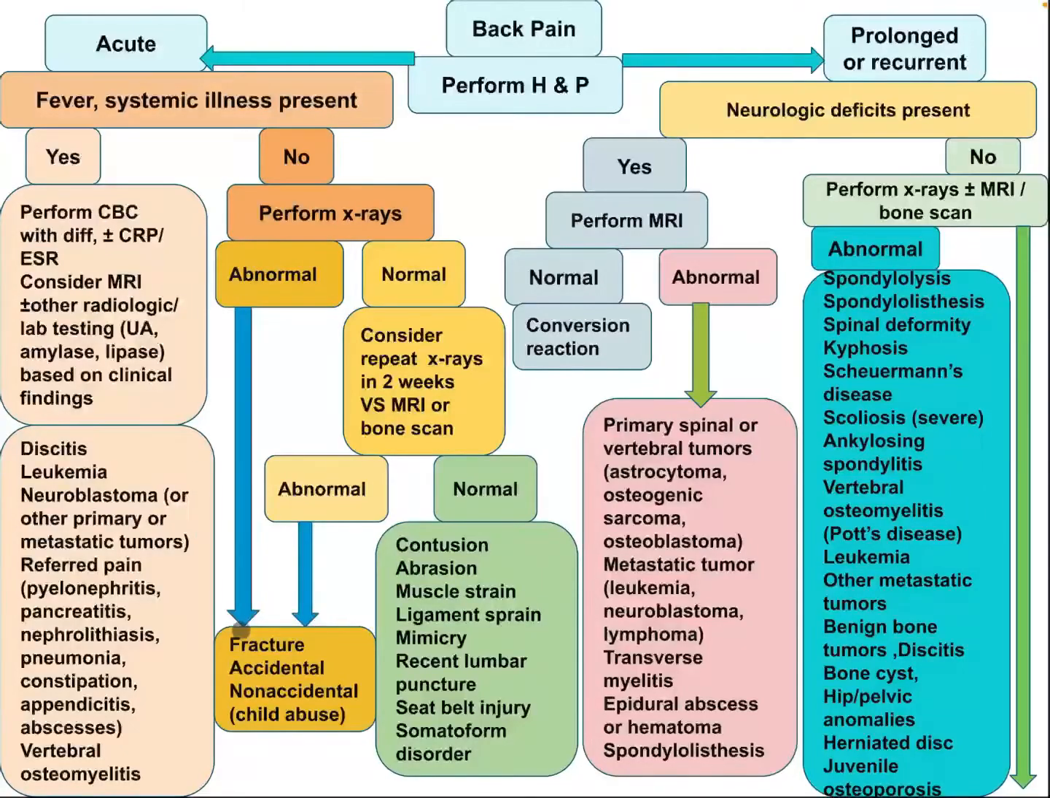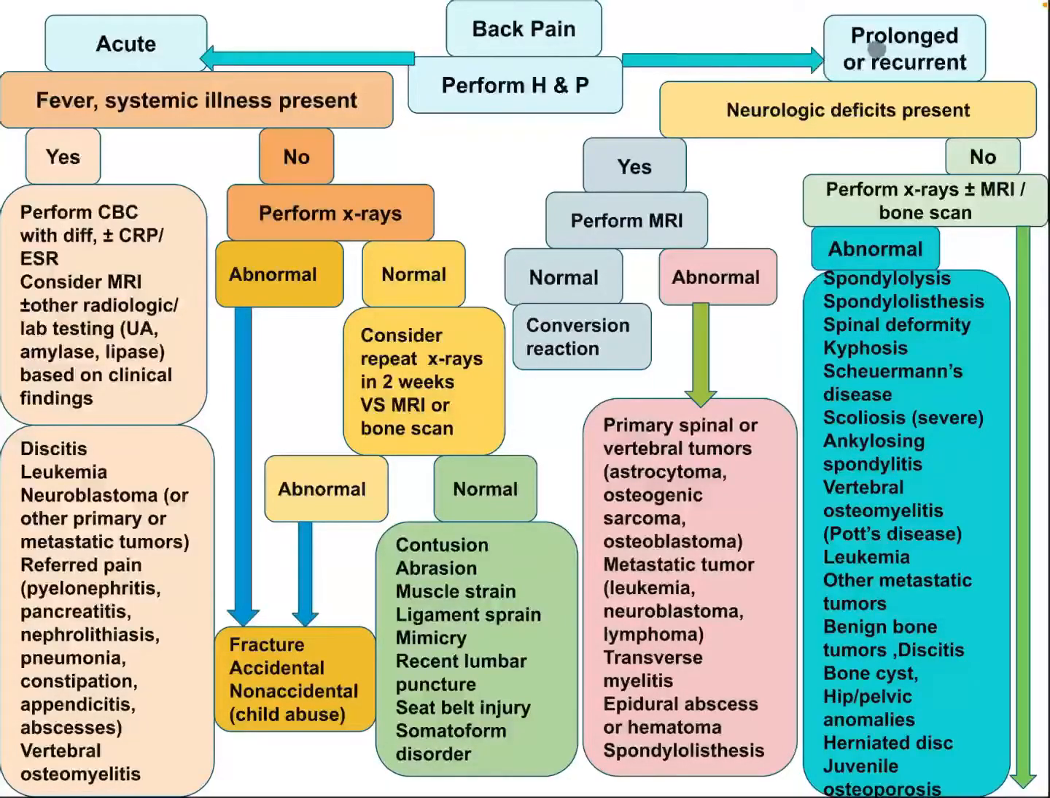If it is abnormal, this is fracture, accidental or non-accidental child abuse. If it is a normal X-ray, consider repeat X-ray in 2 weeks versus MRI or bone scan. If it is abnormal, as we mentioned, fracture. If it is normal, differential diagnosis: contusion, abrasion, muscle strain, ligament sprain, mimicry, recent lumbar puncture, seatbelt injury, somatoform disorder.